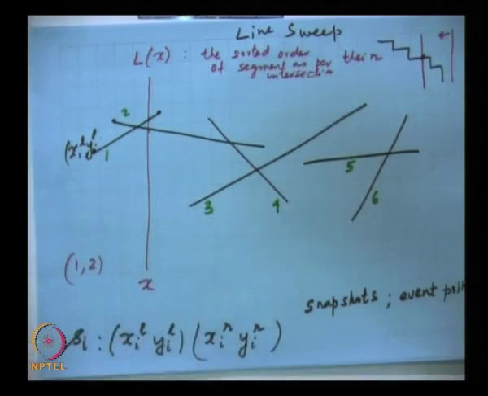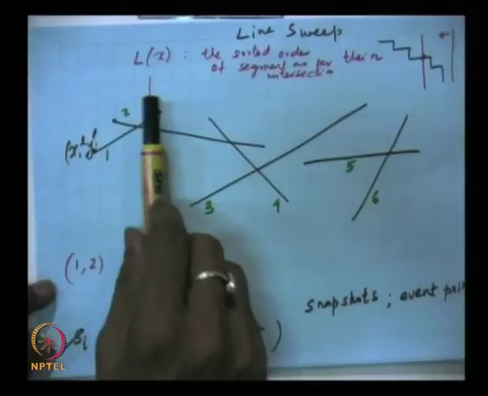At this x, L of x is 1 comma 2, because it first intersects 1 and then it intersects 2. You can calculate the exact intersection point, or you can simply keep a record of the fact that there is this line segment 1 and this line segment 2, and you have the description of each somewhere. Whether you want the exact intersection or not is not the point. It is the ordering that we are going to use. So, at this point it is 1 2.